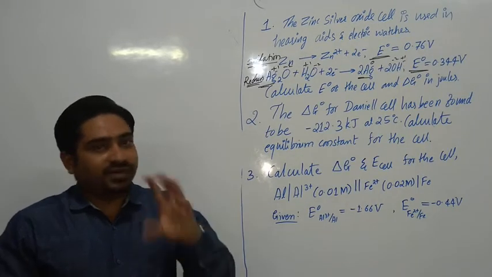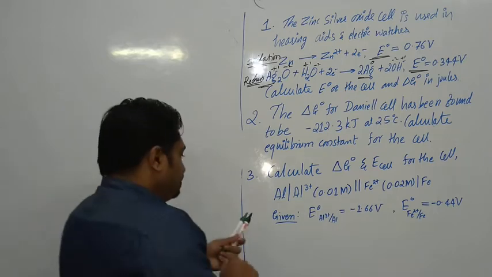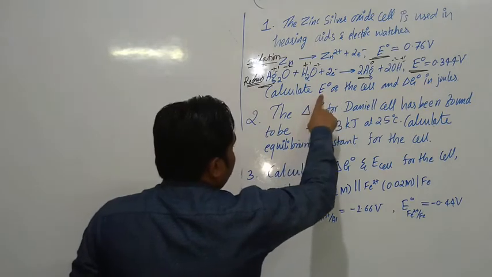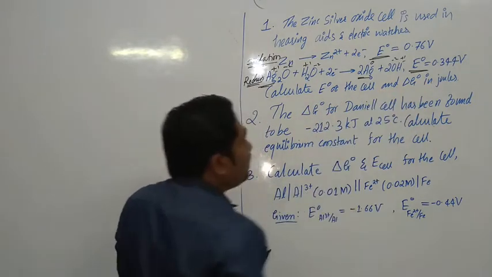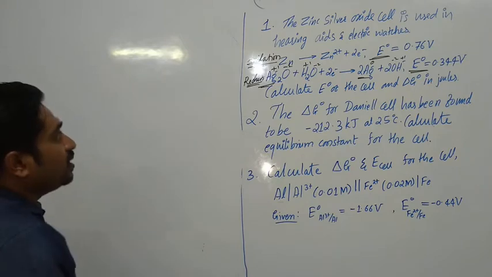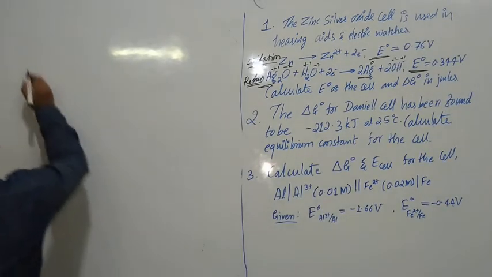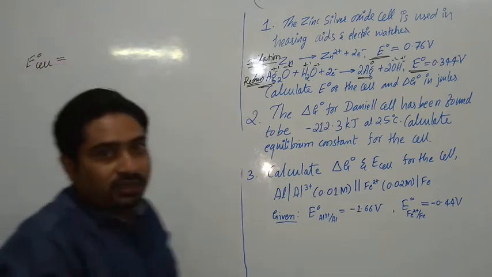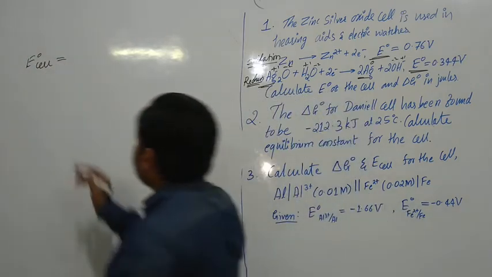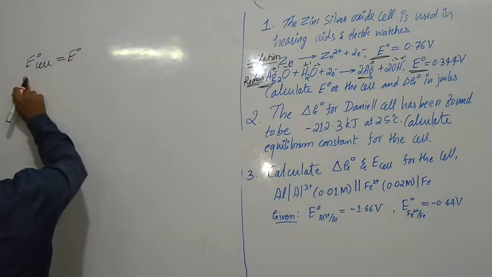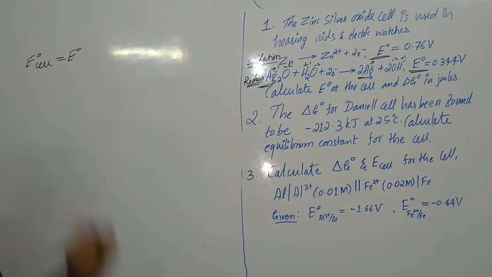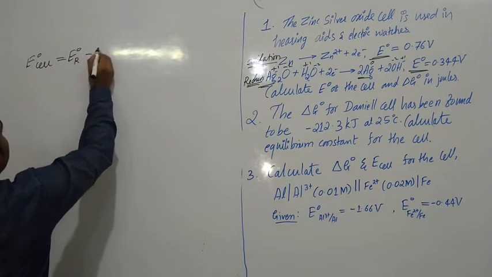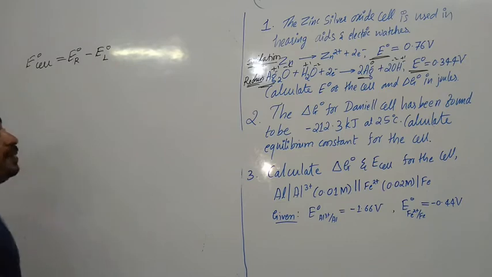So these problems are very important problems. Here, by using these two reactions, we have to calculate E naught of this cell as well as delta G naught of this cell. Okay, so how to calculate E naught of this cell? E naught cell is equal to what? Do you remember the formula? E naught cell, the standard electrode potential of the cell, is equal to the standard electrode potential of the right side electrode minus the standard electrode potential of the left electrode.